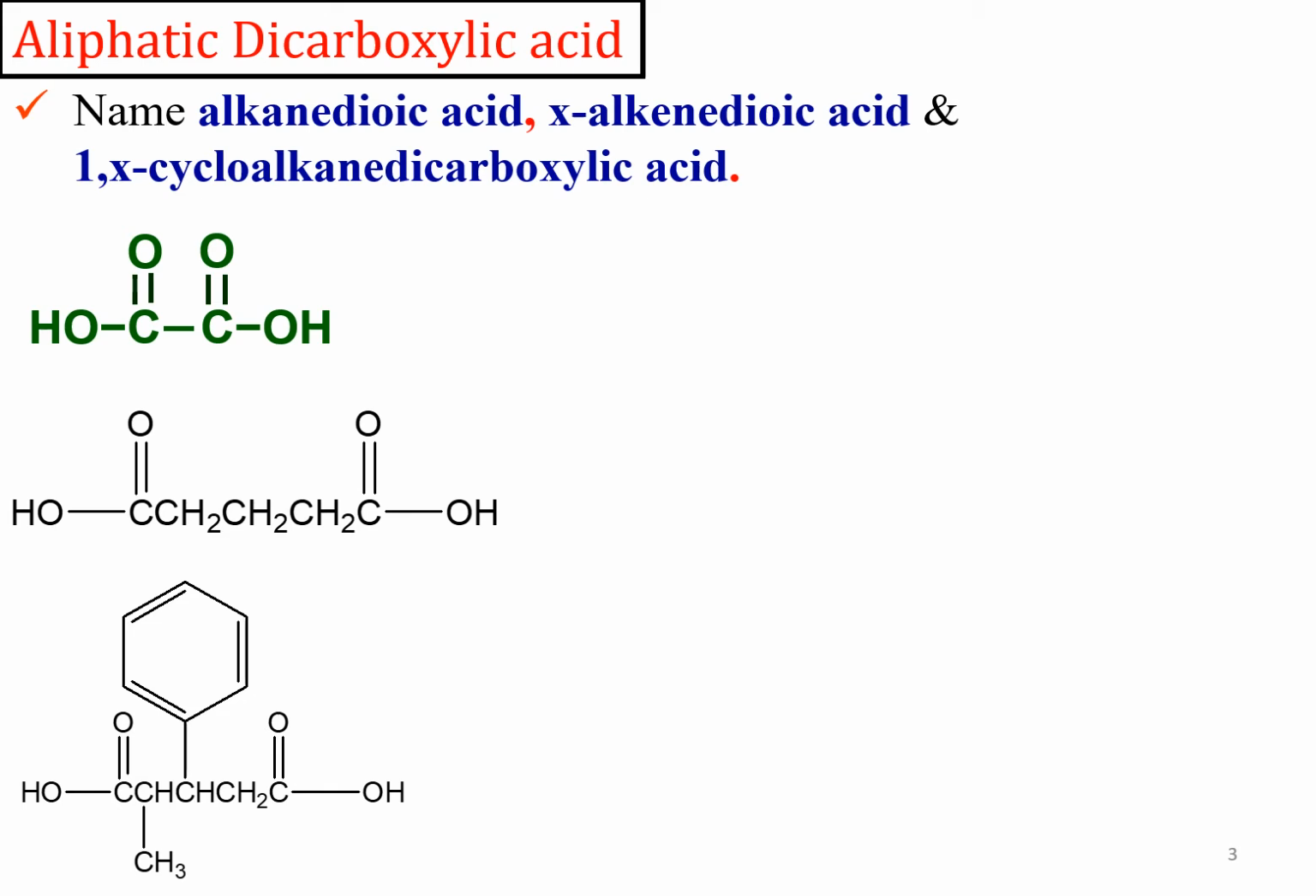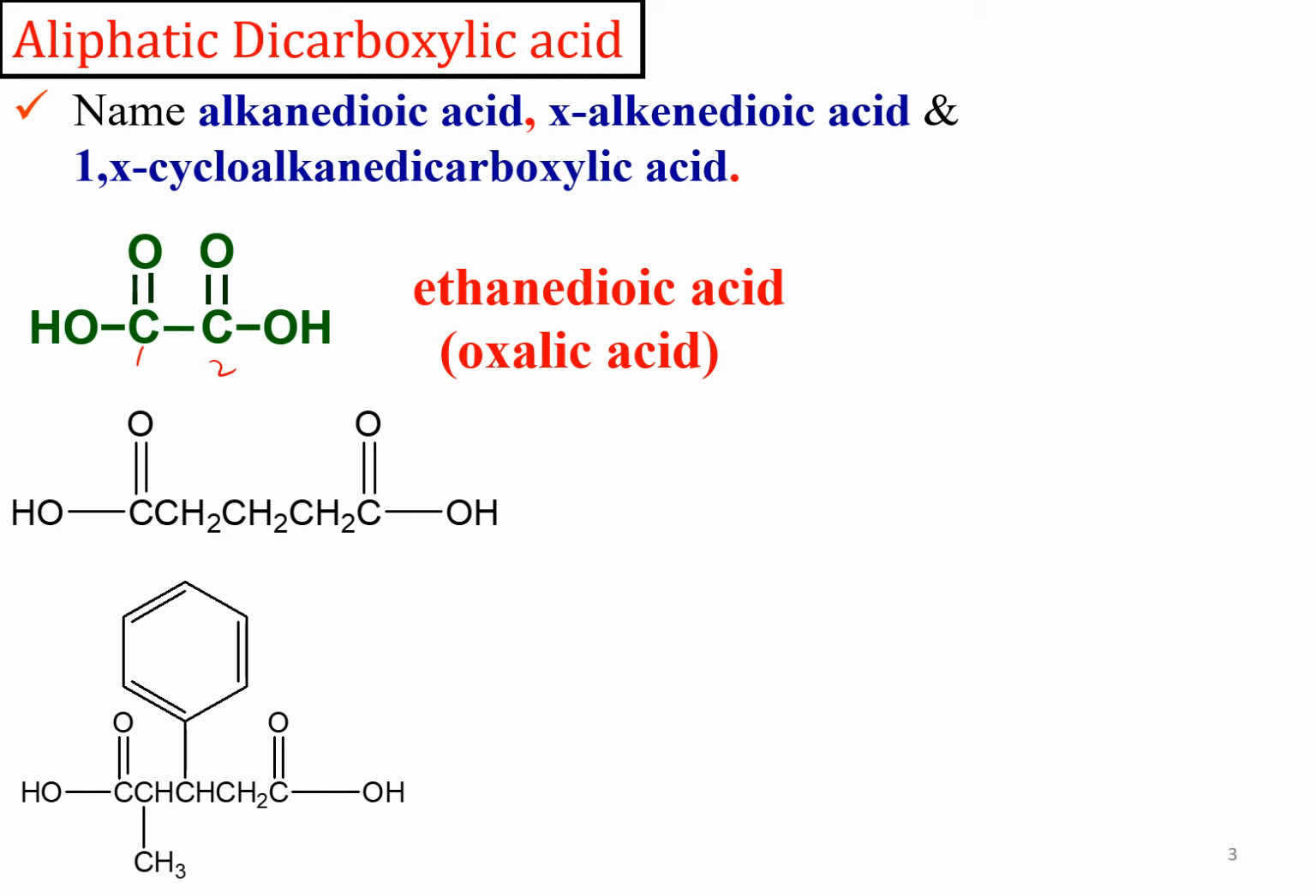Here you can see you have 2 carbons, with the COOH at each. So you have 2 carbons, so it's ethene dioic acid. We do not need to put the position of the COOH because it's at the terminal. The common name is called oxalic acid.